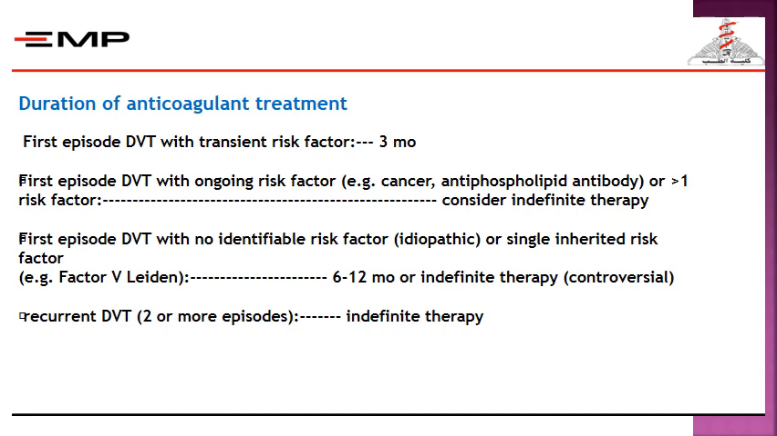For how long are we going to give anticoagulation? First episode, anticoagulate the patient for 3 months. First episode with ongoing risk factor. What is a risk factor? Like cancer, like patients with antiphospholipid antibody. All these are risk factors for recurrence.